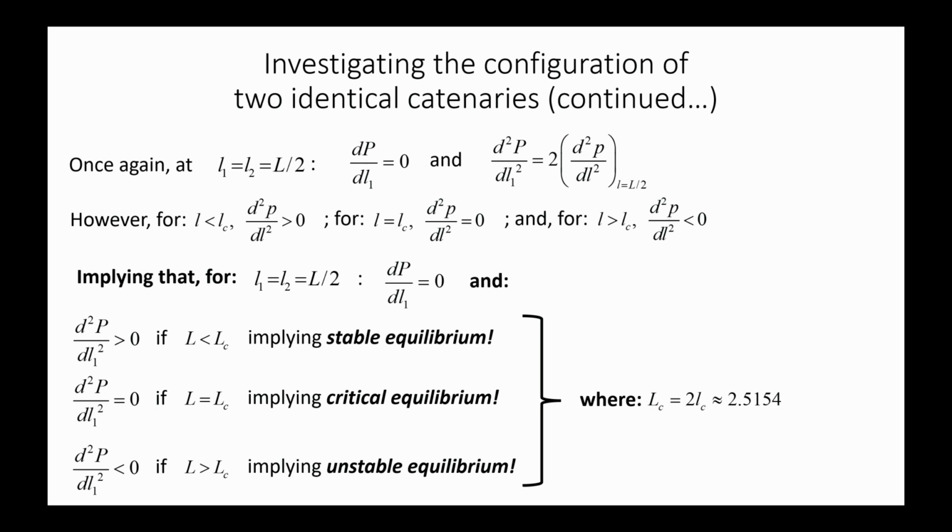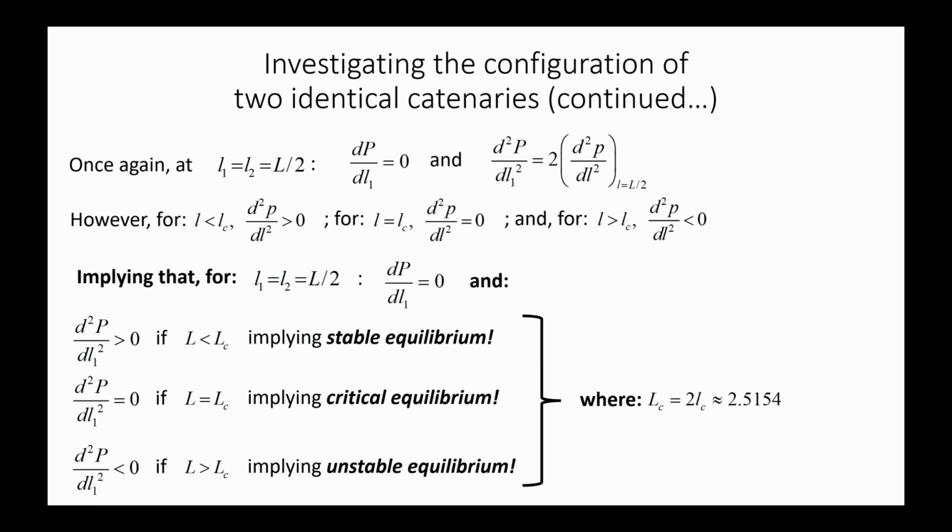So there exists that critical value for capital L, for which when the length of the loop is subcritical, below this critical value, the configuration of two identical segments stays a stable equilibrium. At the critical point, that configuration becomes a critical equilibrium. And for supercritical values, when L is greater than that critical value of 2.5-ish, the midpoint configuration of two identical catenaries becomes an unstable equilibrium.